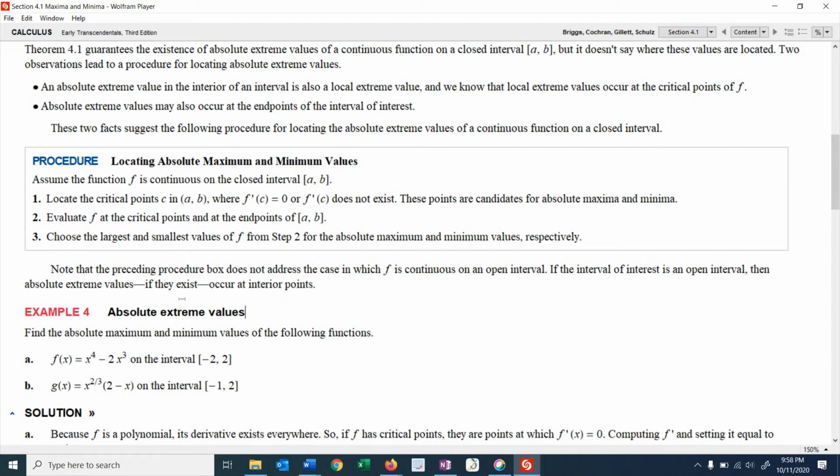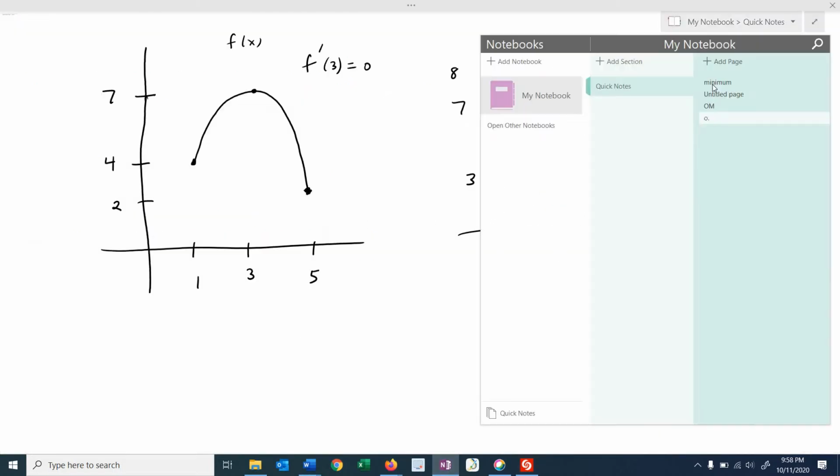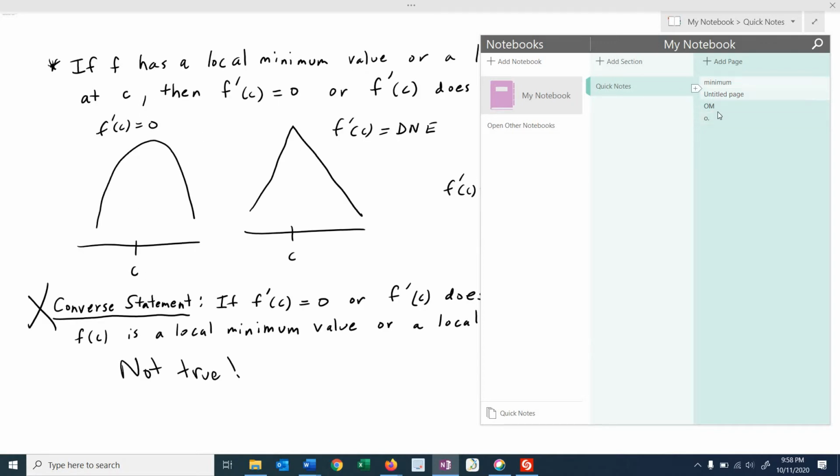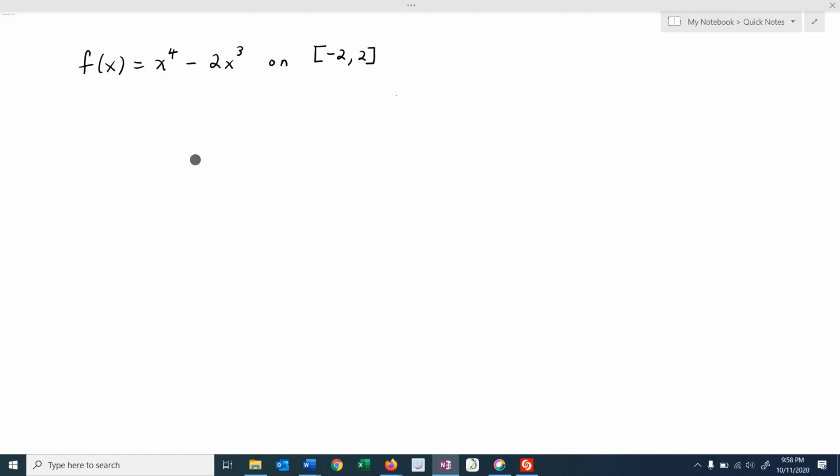So what we're going to do is go through an example where we find both the absolute maximum and minimum values for this function on the interval from -2 to 2. Okay, so the first thing we're going to do here is find the critical points, because we know that absolute maximums and minimums can occur at critical points in the interior of this domain. Okay, so let's find the critical points.